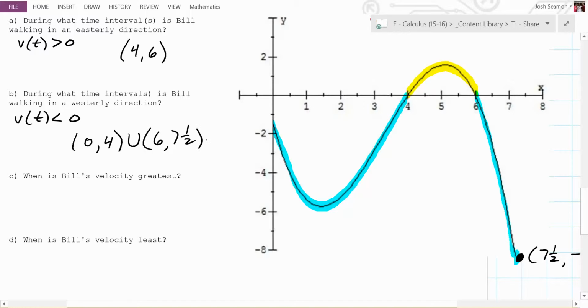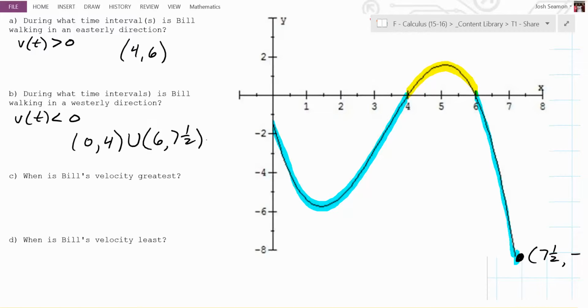Yes. When is Bill's velocity greatest? Can someone tell me when is Bill's velocity greatest? When is the velocity greatest? Zach, when does it look like the velocity is greatest? 4 1/4? Yeah. Remember, this is the velocity graph. So this question is asking, when is this graph the highest? That's all that question is asking.